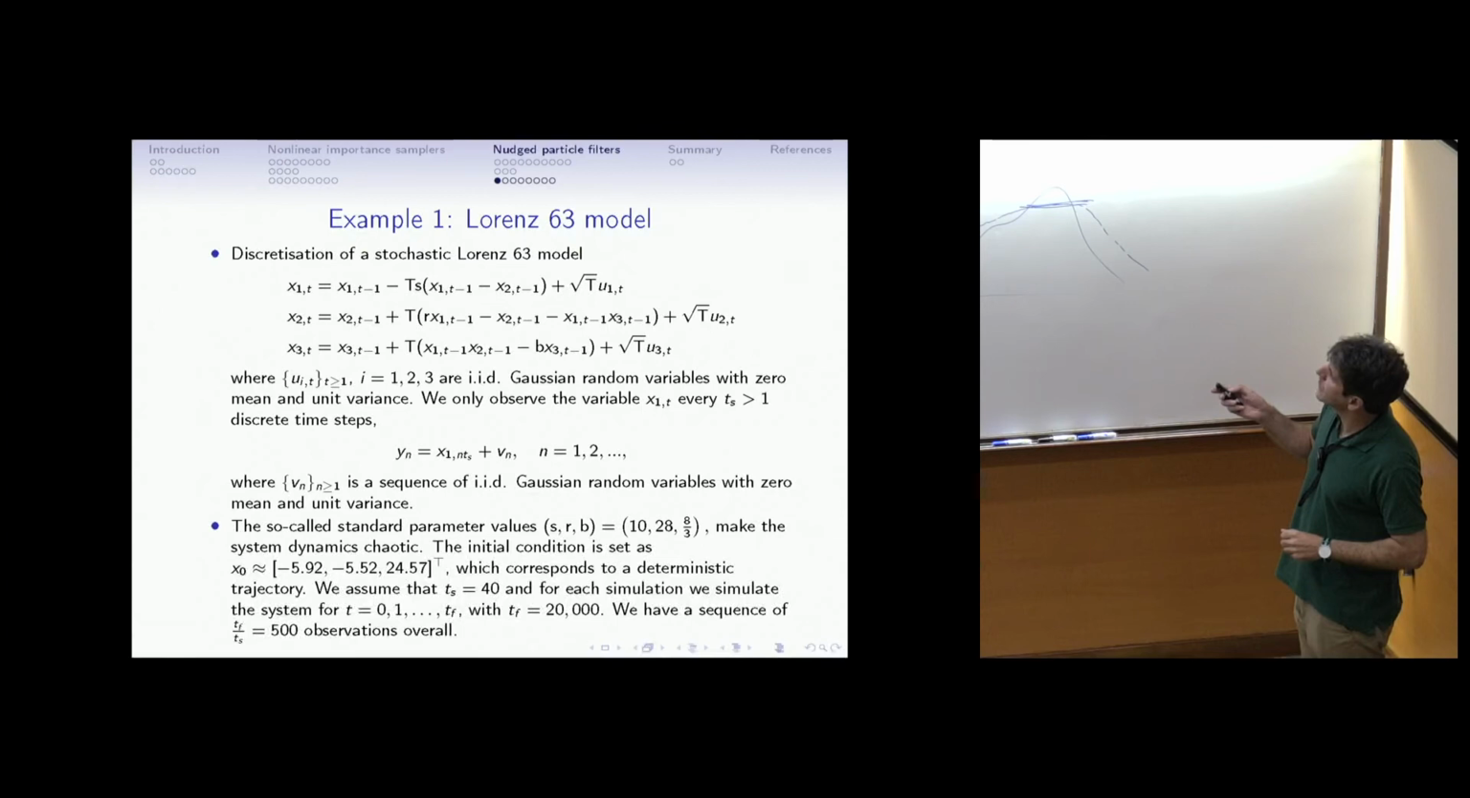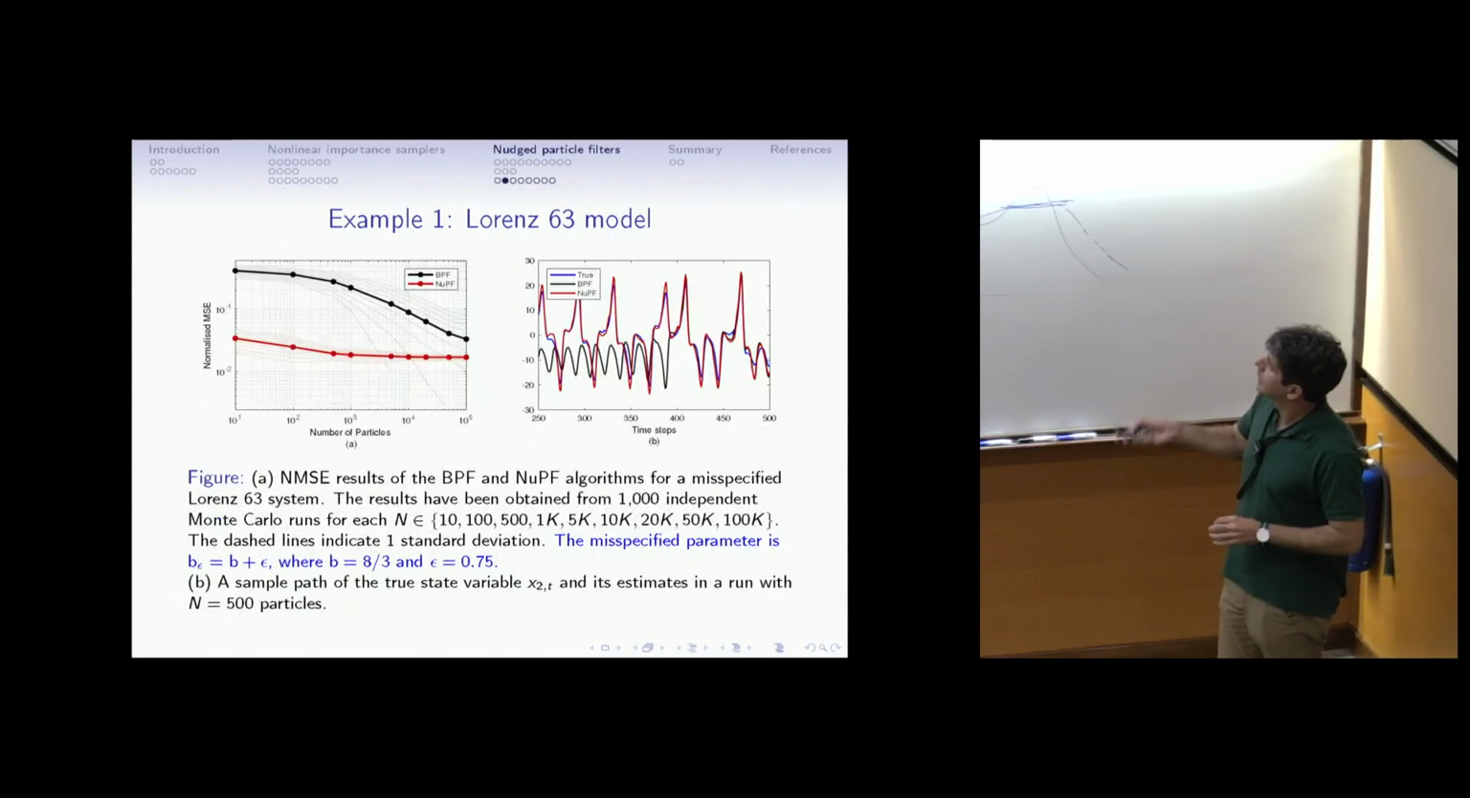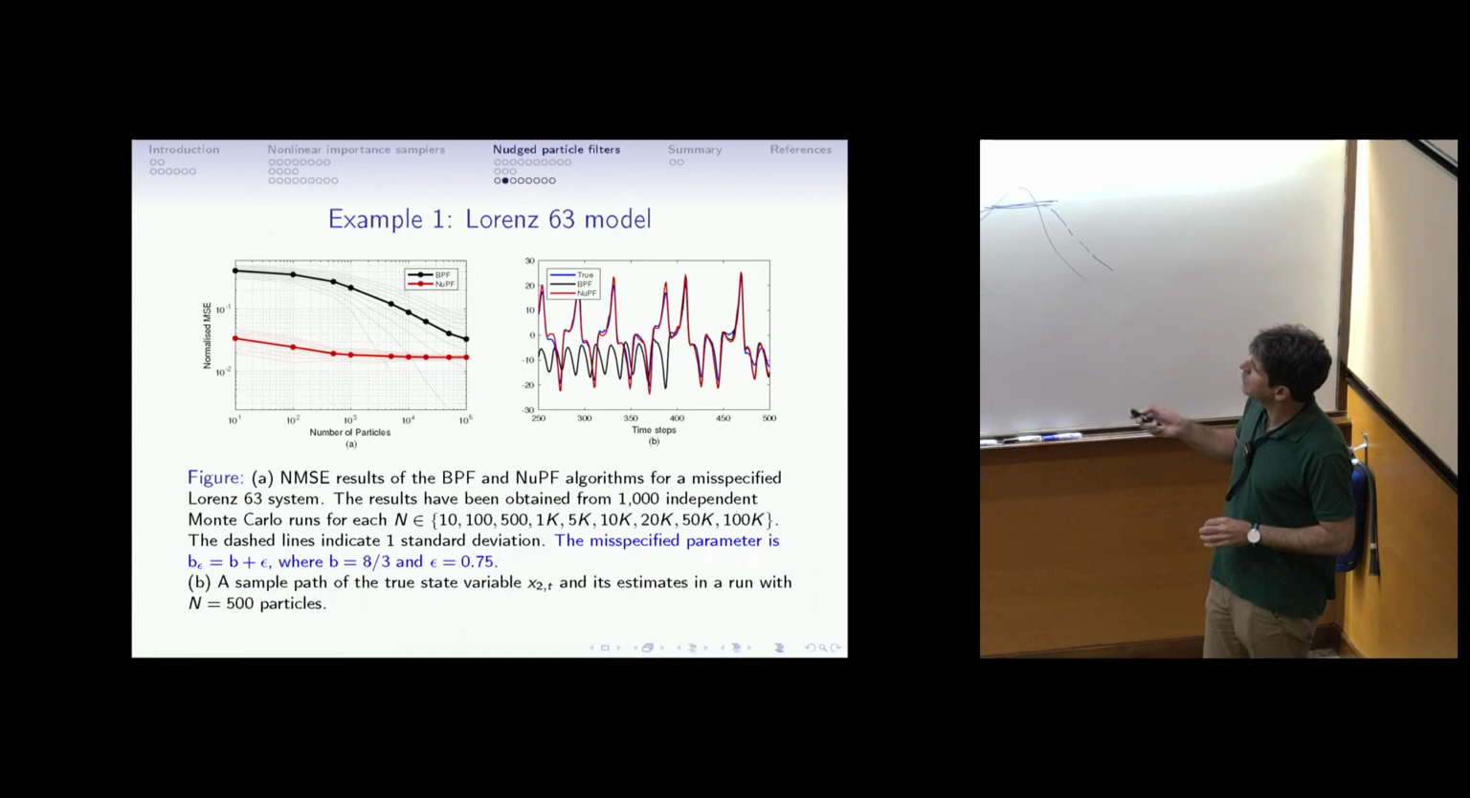This is for the Lorenz 63 model. It has appeared at least a couple of times before in other talks. This is the discrete-time version with Gaussian noise. I have observations which are a single variable, and I'm going to apply here both the bootstrap filter and the nudged version of the bootstrap filter. So there is a mismatch: I run the algorithms with an error in one of the parameters. Because of this error, the nudged version of the algorithm is consistently better, in terms of normalized mean square error, than the standard version. When you look at the trajectories of the estimates, the standard bootstrap filter, the black curve, gets lost often, while the nudged version keeps tracking correctly most of the time.